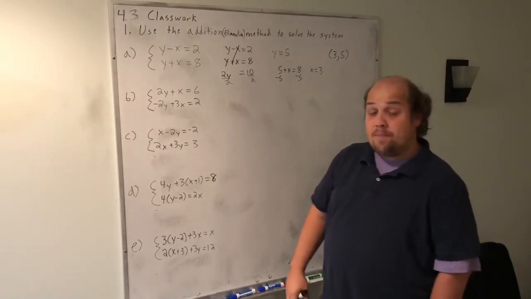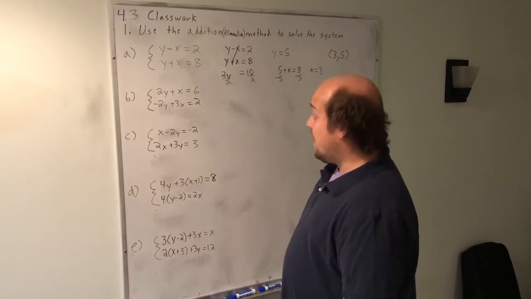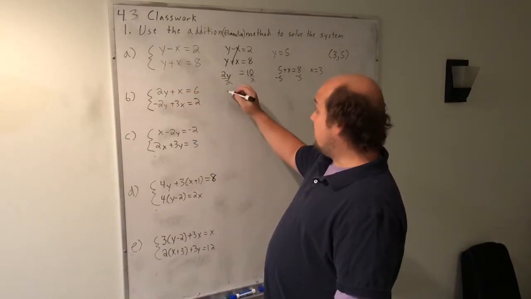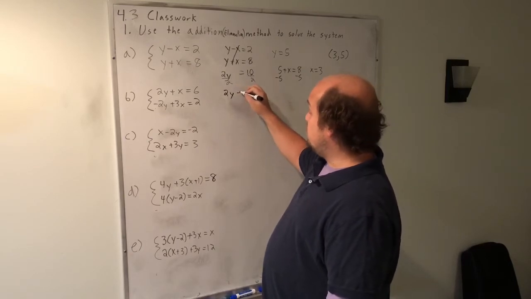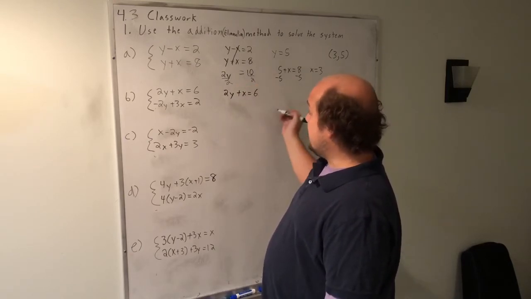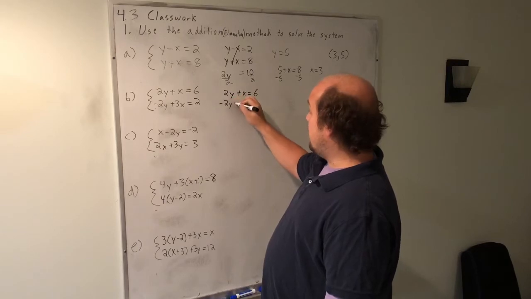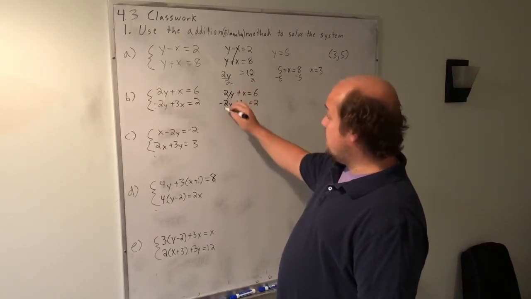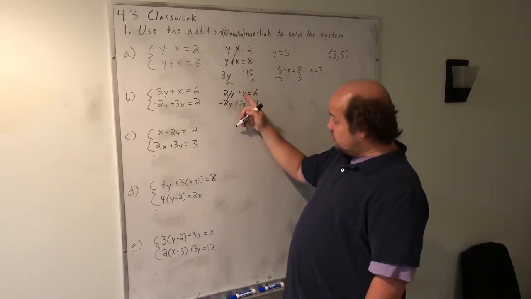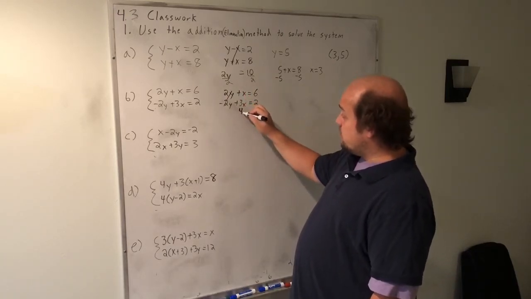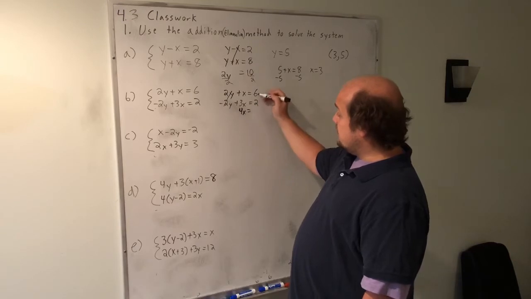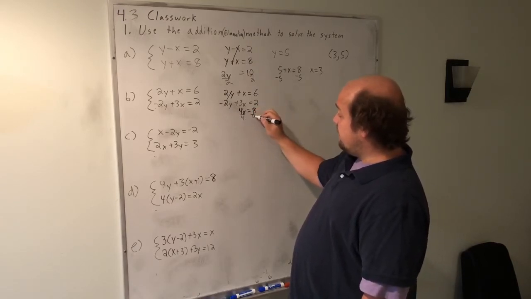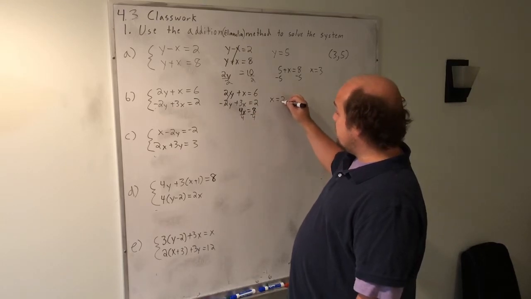Same idea in part B. They've already given us something equal and opposite, specifically positive 2y and negative 2y. So if I just write them over top of each other, 2y plus x equals 6, and negative 2y plus 3x equals 2. When I add the y's, they go away. 1x plus 3x gives me a total of 4x. 6 plus 2 gives me a total of 8. If I divide each side by 4, that's how I get x equals 2.